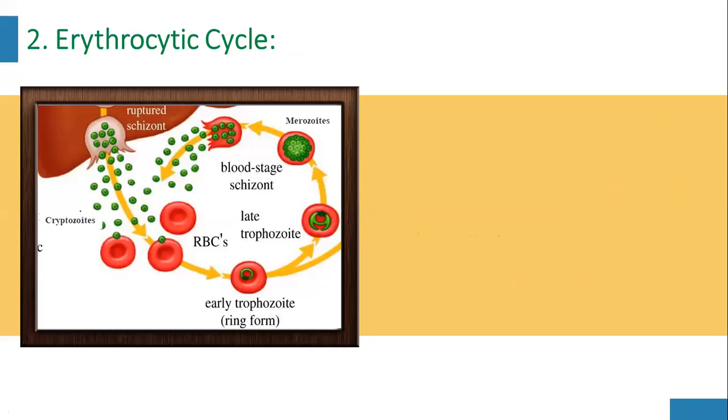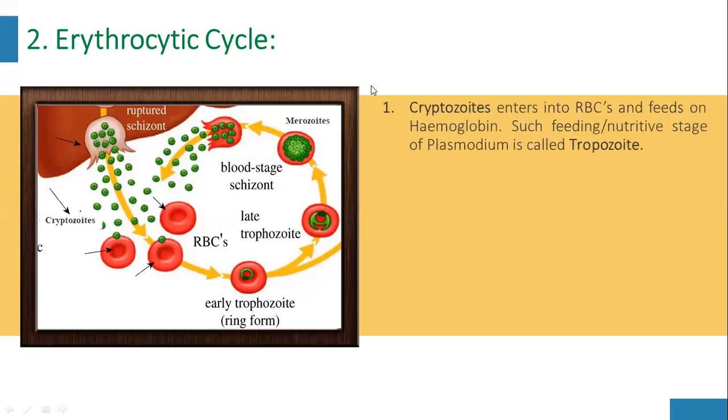Erythrocytic cycle. Once from the liver, the ruptured schizonts are there. Can you see at the top? Ruptured schizonts are there. Those ruptured schizonts have released a large number of cryptozoites. Is it true? These cryptozoites now start attacking a large amount of RBCs, because when they are released into the blood, in the blood there is an abundant quantity of RBC. Every cryptozoite now will stay on the RBCs, and now they start dividing. Let's see what the stages are.